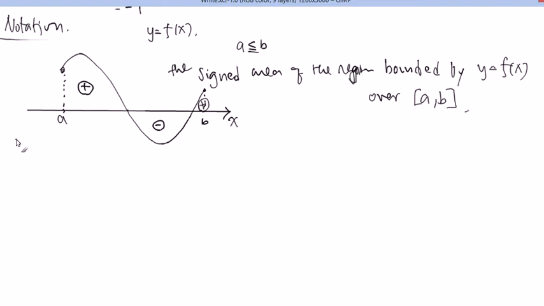All right. This region is going to be denoted as follows. The stretched S symbol that we use for indefinite integral. They put this beginning number a and ending number b of this interval, and then put this f of x dx in there, and that's the signed area, total signed area.